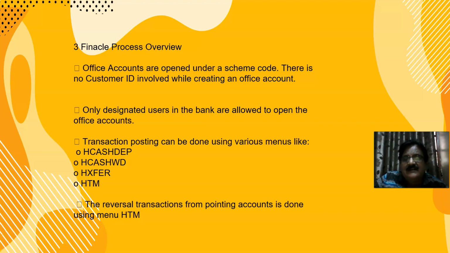While crediting sundry, we can use HCashDAB, HCashWD, HXFER, or HTM. But for reversal, only the HTM menu option can be run here, right?